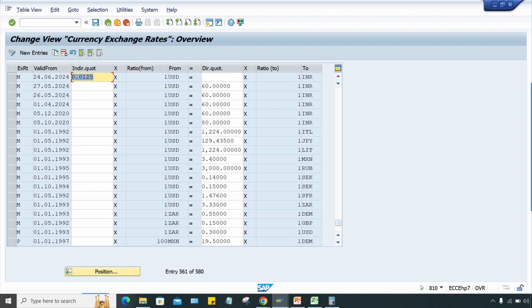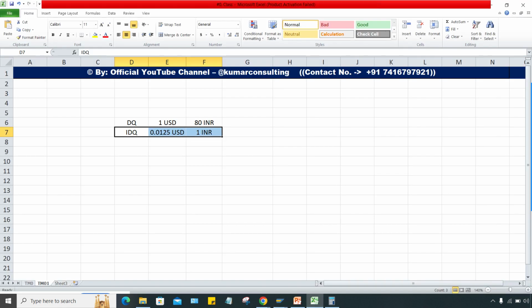0.0125. So here, indirect quotation means what is happening? Indirect quotation means 1 unit of local currency shows the total value of foreign currency. Direct quotation means 1 unit of foreign currency shows the total value of local currency, right? And indirect quotation means 1 unit of local currency shows the total value of foreign currency. So whether you specify the rate in this way or in this way, right?